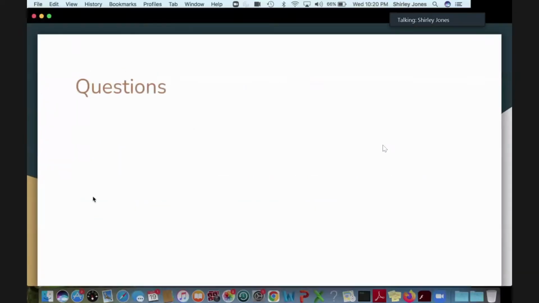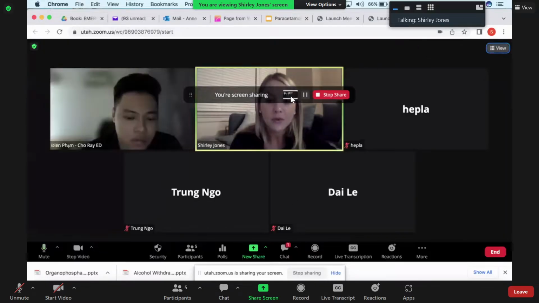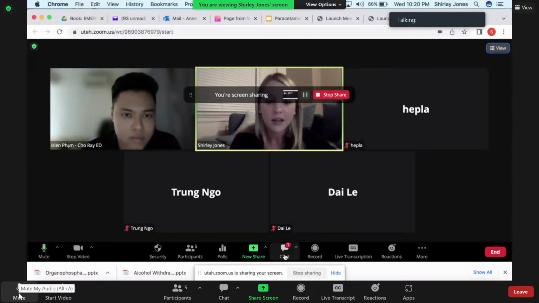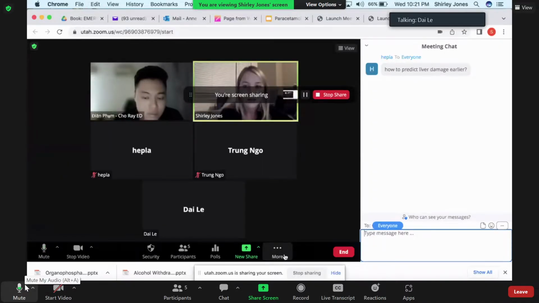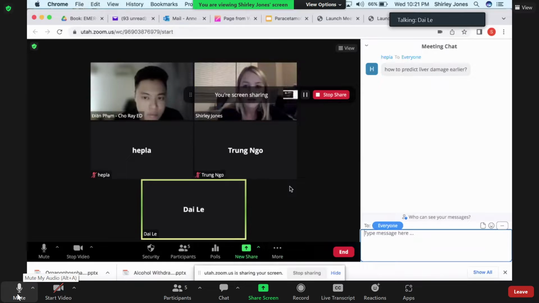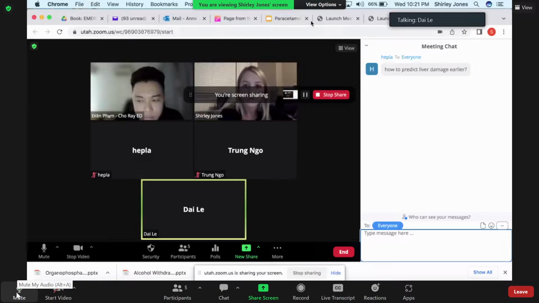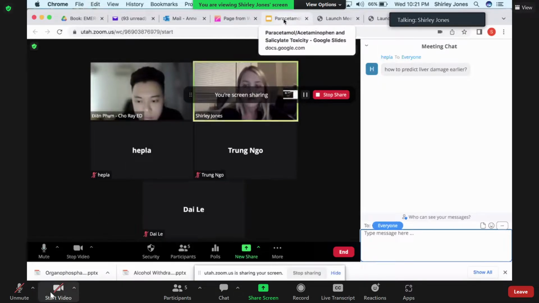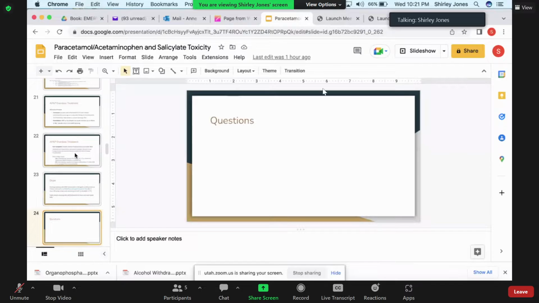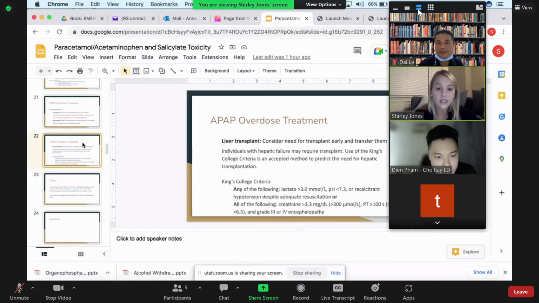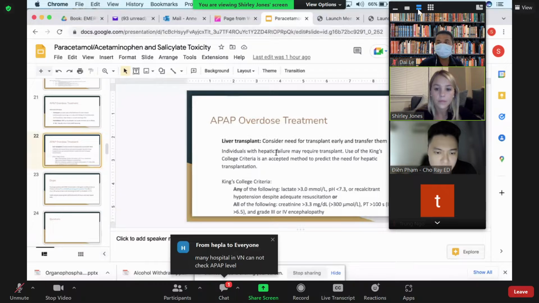All right, so any questions before we go on to the next topic? Oh, how to predict liver damage earlier? Is that the question? So yeah, what I found was this, the King's College criteria. So it's a method to predict the need for hepatic transplant.